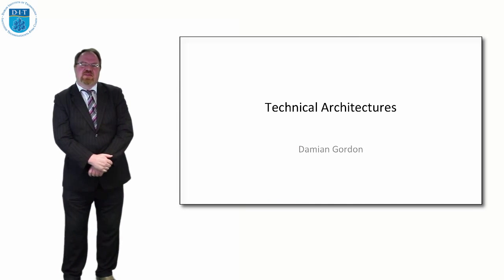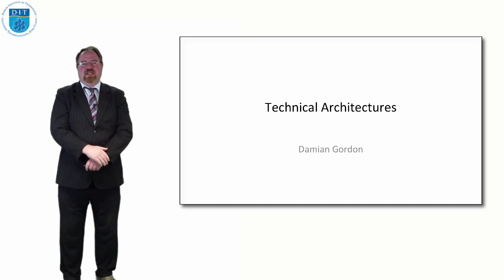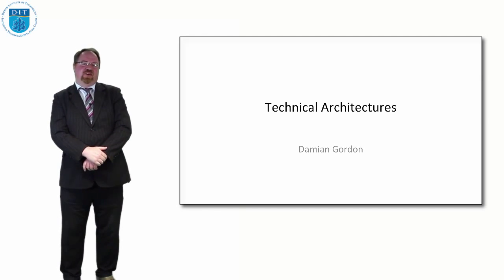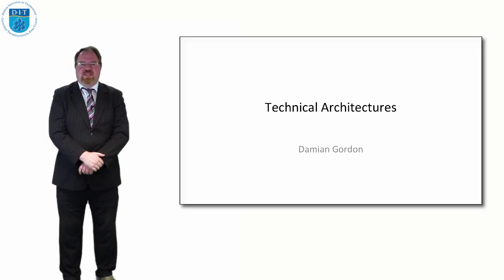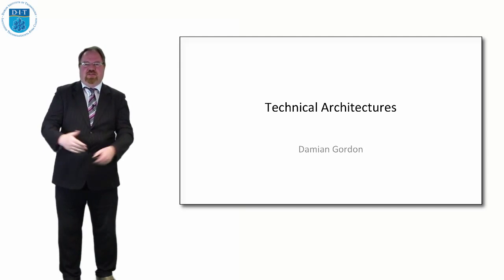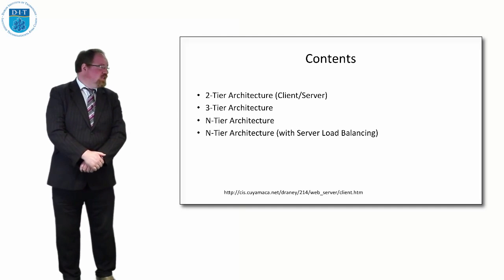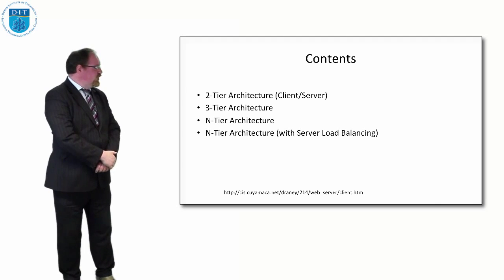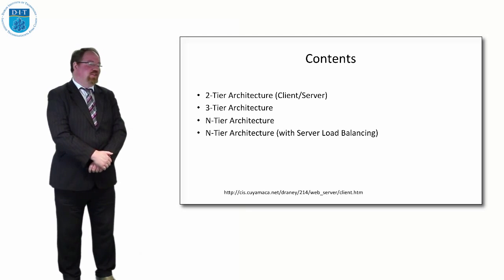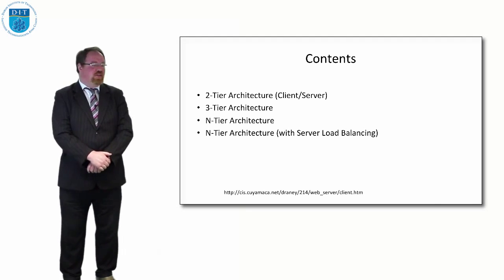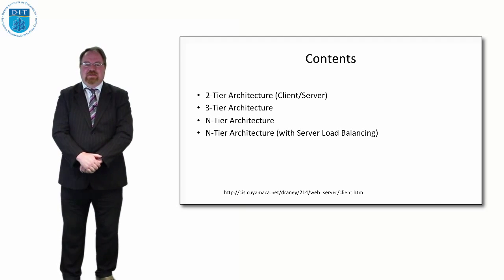Hi everybody, in this episode of Programming Algorithms we're going to look at technical architecture. So what I'm talking about here is ways of distributing software on a computer or on different computers. What I want to talk about is two-tier architecture, which is often called client-server architecture, three-tier architecture, n-tier architecture, and n-tier with server load balancing.